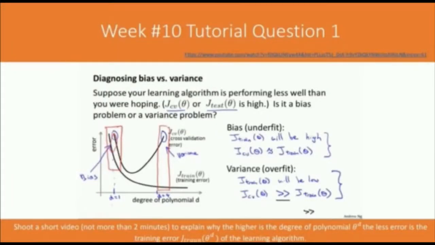Today I will explain why the higher is the degree of polynomial, the less error in the training error. This is because for a given training set, when the degree is low, the hypothesis will underfit the data and there will be a high bias error. However, when the degree of the polynomial is high, then the fit will get better and better on the training set. We run all the models with different polynomial degrees on the cross validation set.